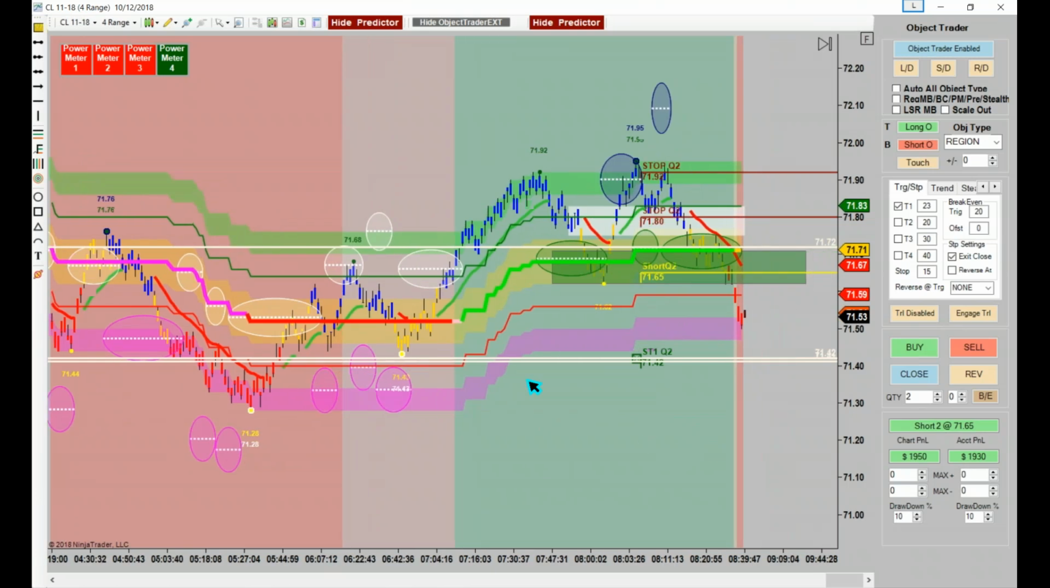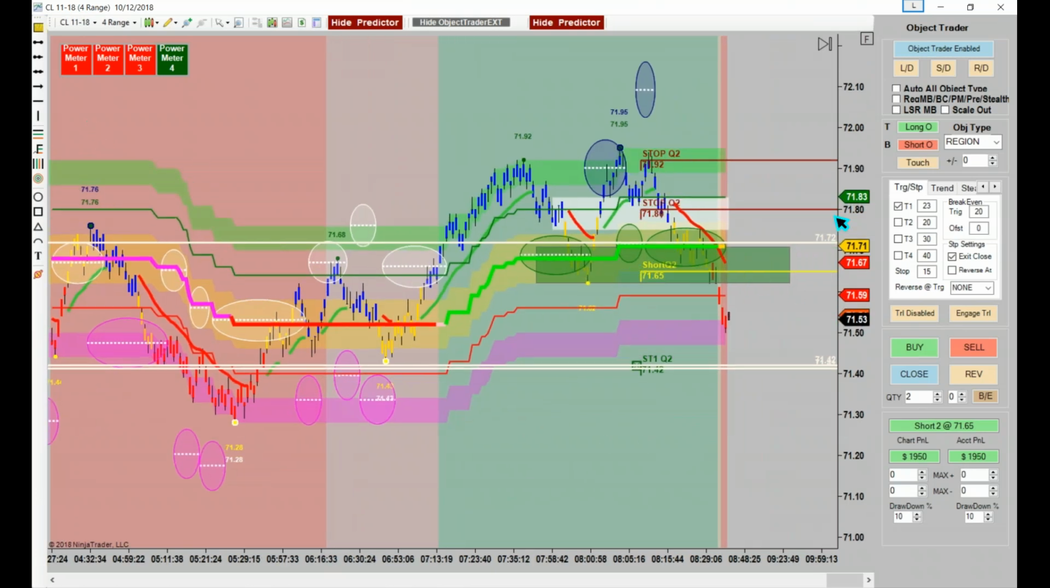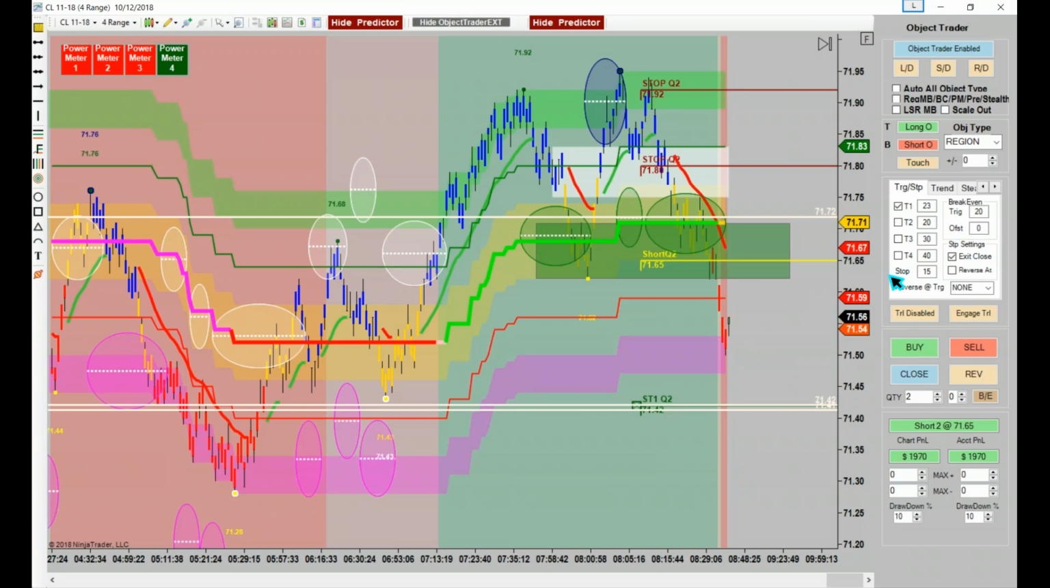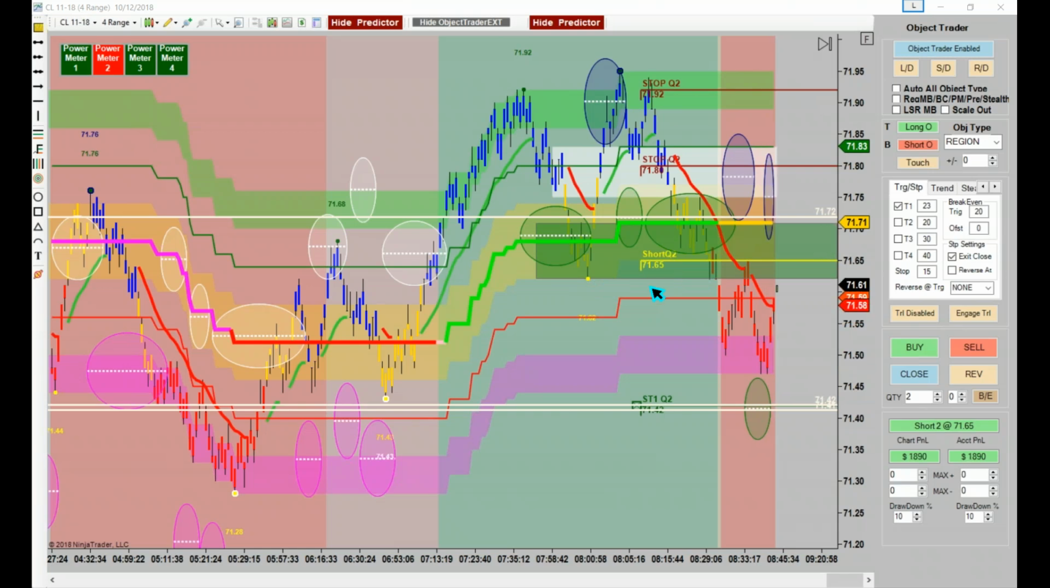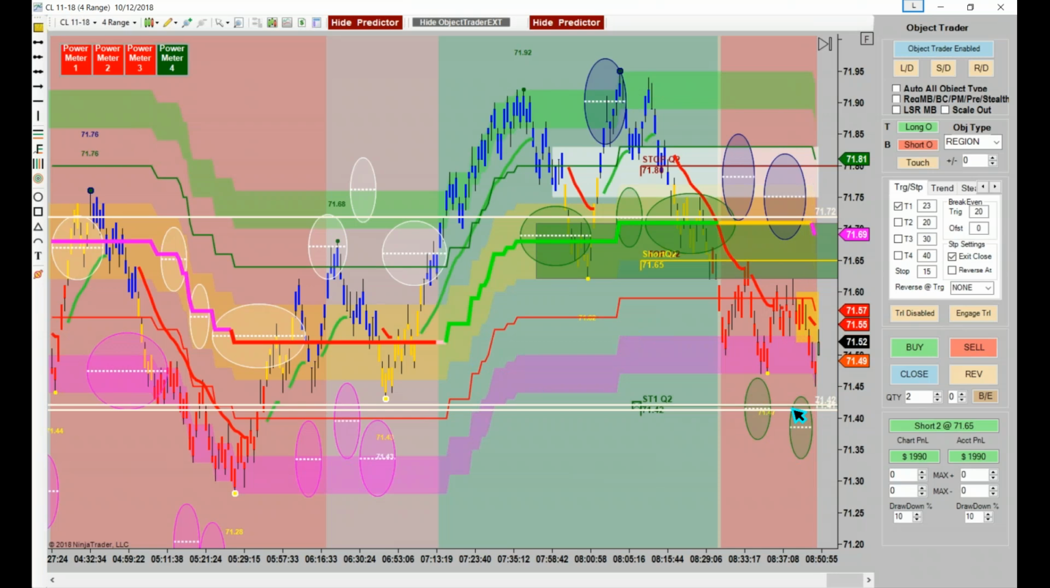Or you could simply turn on your power meter, and if it goes against you, go ahead and take it out. See, like right now, your power meter's red. Let's just see what it does. Power meter went green. You got another short right there. See the resistance area? By the way, we called that trade in the room on Friday, didn't we, with the resistance on that? Let's see if it works. Too quick, I couldn't get it. Oh well. See if we get our target. Got our target.